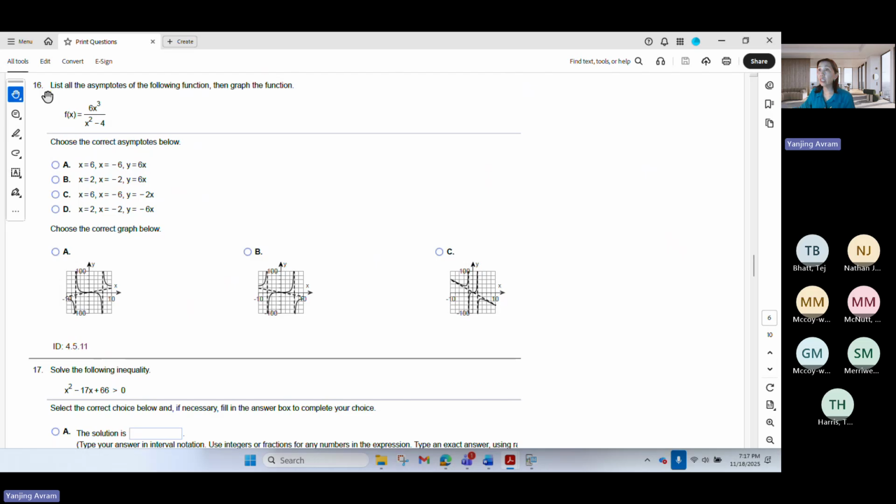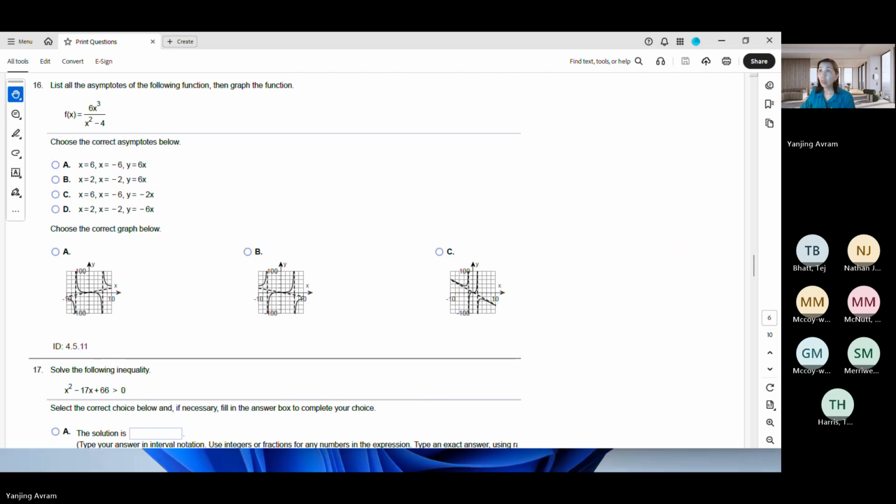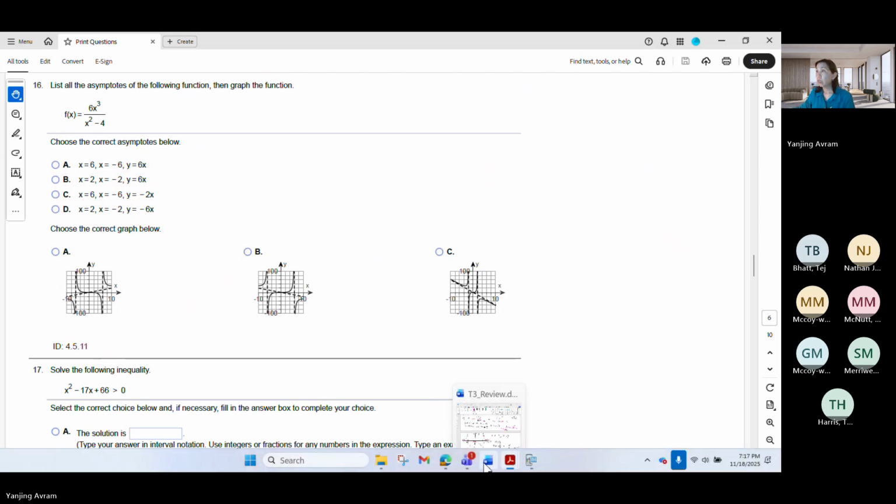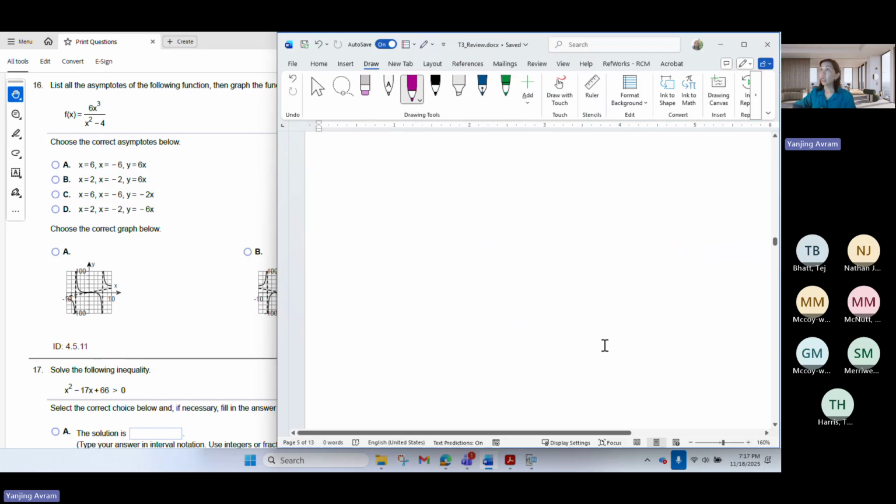Number 16, list all asymptotes of this function. Choose the correct one. So what are these asymptotes in here? Okay, so number 16, look at this one right here.